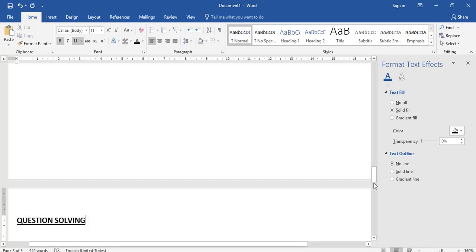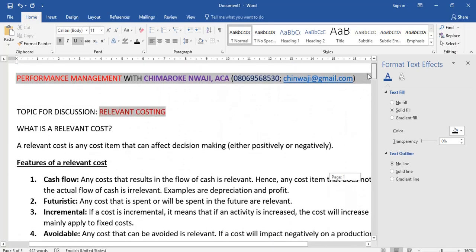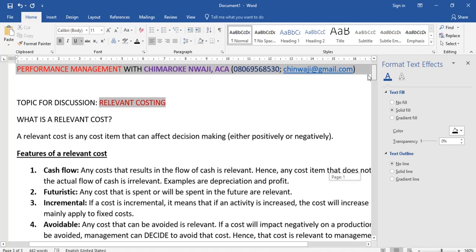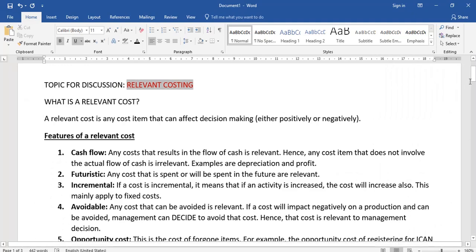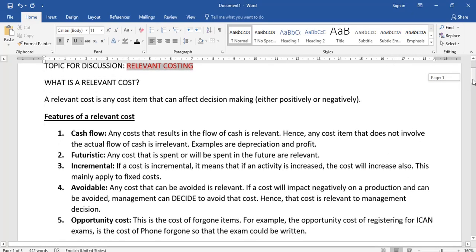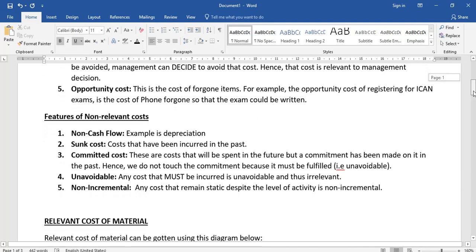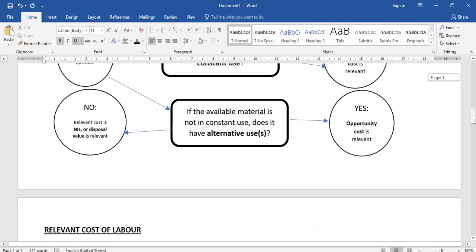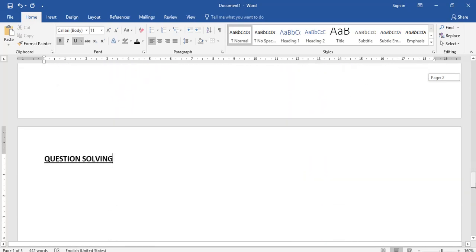So thank you for watching this first slide. So it's a summary. We've seen relevant costs. This is the cost that makes you take decision. So we see some costs that are involved in making decision, and the features of the non-relevant costs can be seen here. Then we look at relevant cost of material and relevant cost of labor. So we'll be solving a problem now in our next slide.